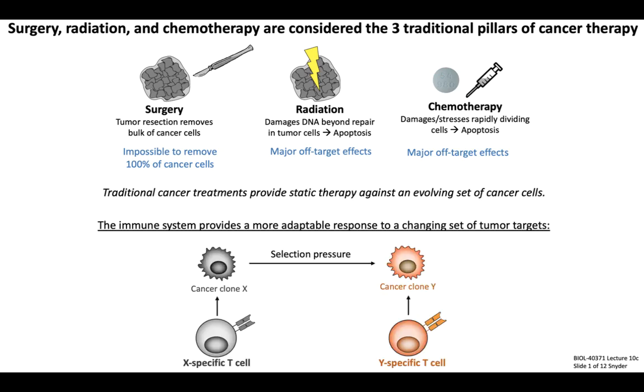Say that you have a cancer cell clone X, which can be killed by an X-specific T cell. This essentially exerts a selection pressure on the tumor for clones or variants that are no longer detected by X-specific T cells. So you get variants like cancer cell clone Y that have evaded that first mechanism of tumor control. However, because adaptive immunity encodes many different specificities, there's likely a Y-specific T cell that can now eliminate that escape clone. And this is the entire premise of the tumor-immune interactions that occur during the equilibrium phase of tumor growth.